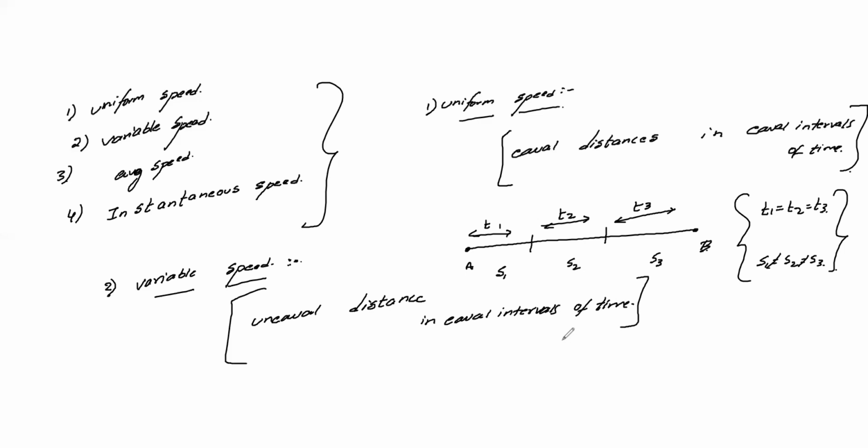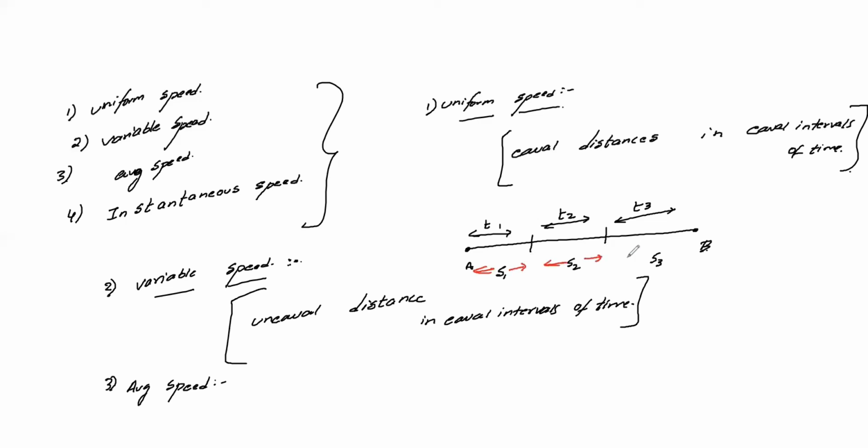Next one, third one, average speed. We'll take the same example. Assume there is an object trying to travel from point A to point B. When it is traveling from A to B, there are different segments. This is your distance S1, this is your distance S2, this is your distance S3, and the time durations are T1, T2 and T3.